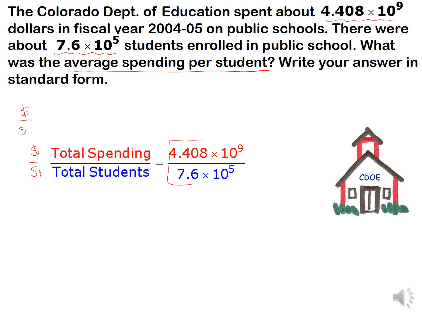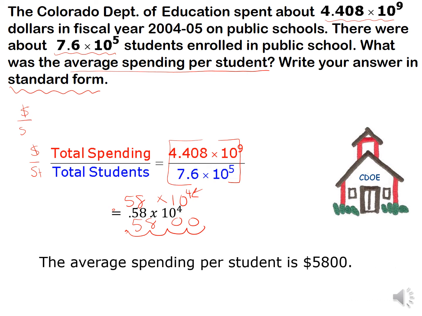Now we can split it like we did the last problem. And when we divide that, we're going to get 0.58 times 10 to the 4th. Now that's not in scientific notation, but we don't really care because they wanted the answer in standard form. So I'm just going to take my decimal and I'm going to move it 4 places. 1, 2, 3, 4. Put 2 zeros, and that is the average spending per student. Okay?